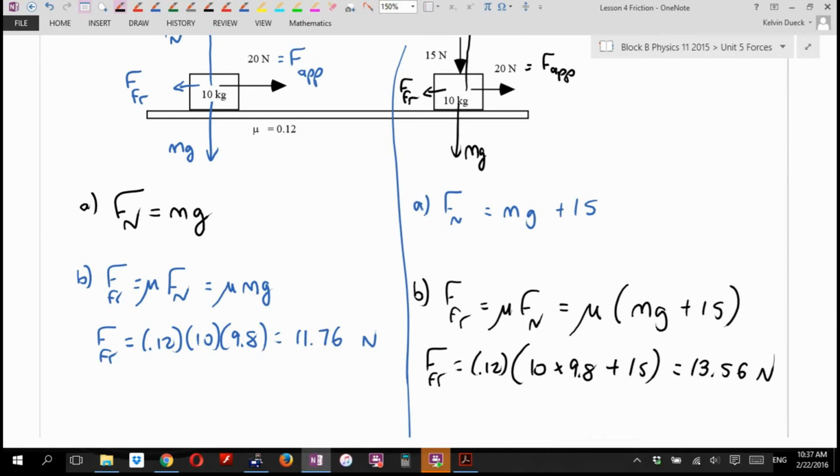Ethan, you okay with where that vertical equation came from? Where the A equation came from? Do you see you're overcomplicating it? Yeah? Okay.